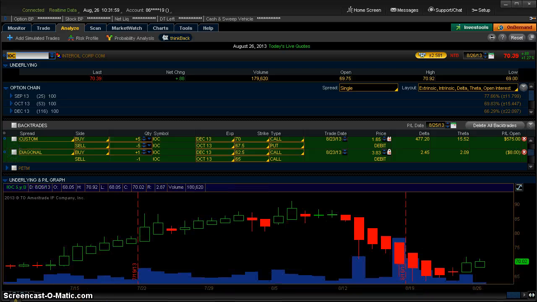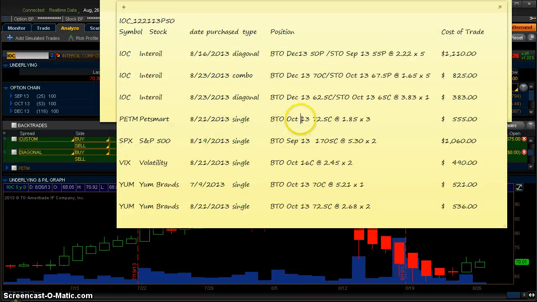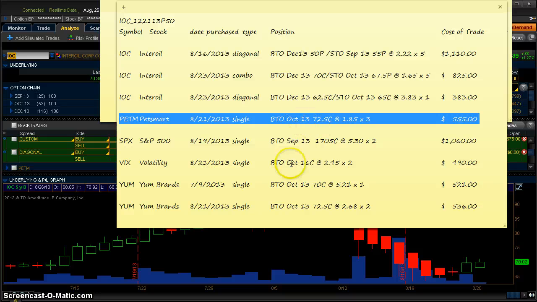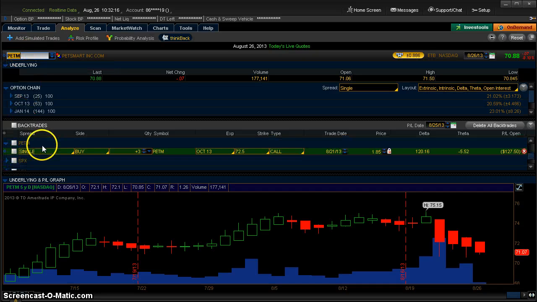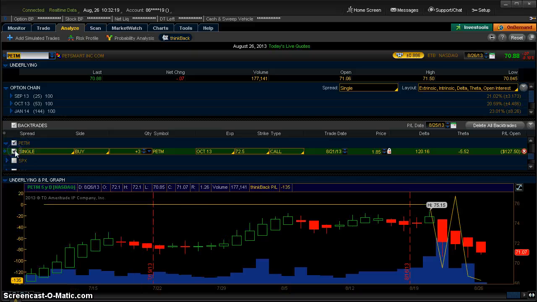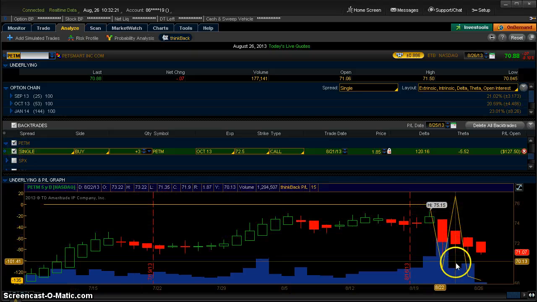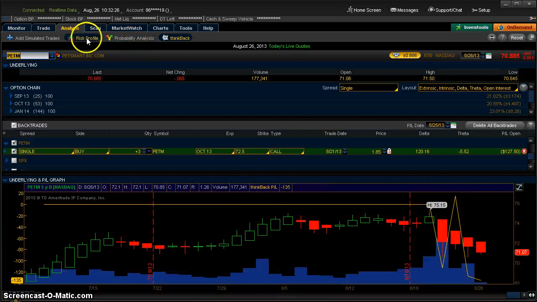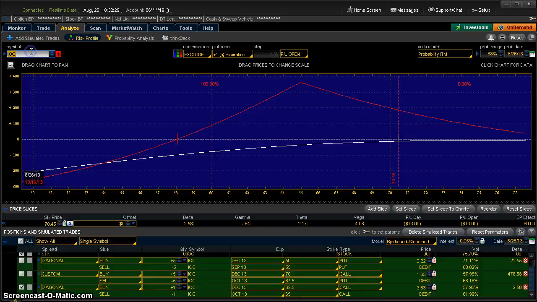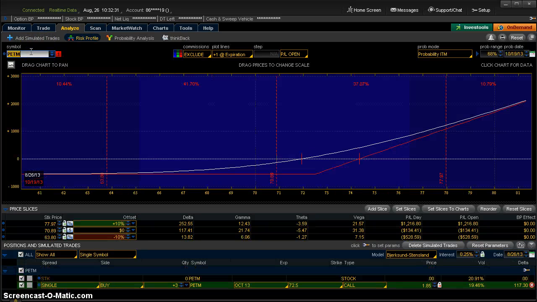So the next trade was PetSmart. Just a directional call. Buy the October 72.5 calls at $1.85 times 3. So, PETM. And I'll just check that right there. There's the profit on there. Up and down, up and down. Let's look at the risk profile. PETM. And there you go.